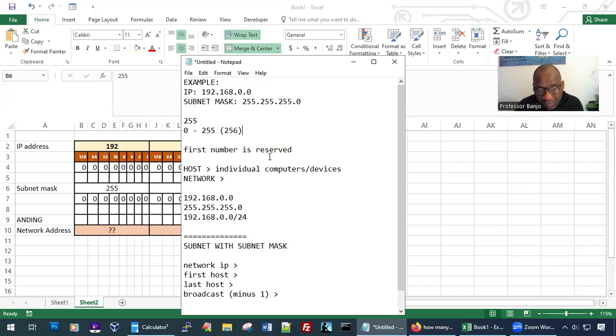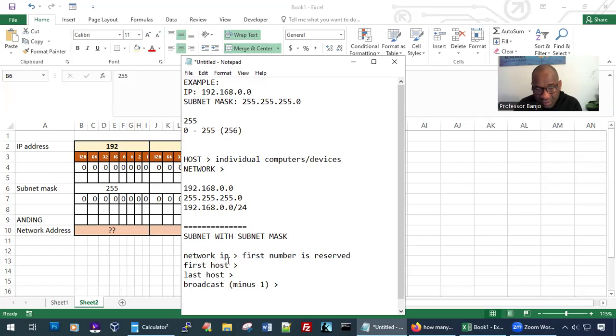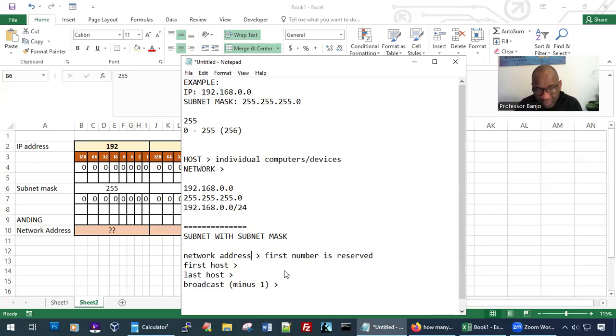But the first number, let me just bring this down here. The first number is reserved for your network address, basically your router. The last number is also reserved. That is the broadcast address. And then you have the first host and the last host, right? So we're going to see how we determine all these four numbers based on an IP address.